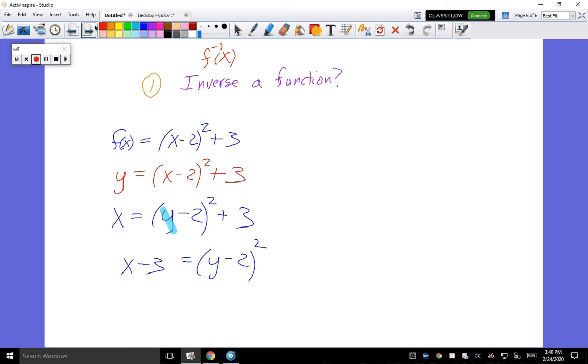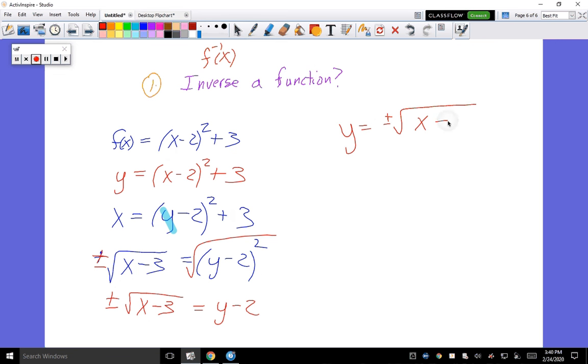On the notes for today, anytime I told you to undo a radical, you have to do the plus or minus. So on the right side, you're just left with the radicand. On the left side, you have the plus or minus version of this. Then you're going to add 2 so that y is equal to the plus or minus square root of x minus 3, plus 2. You have to finish it off, and I'm looking for this on your quiz for next class, with an inverse of f of x notation.